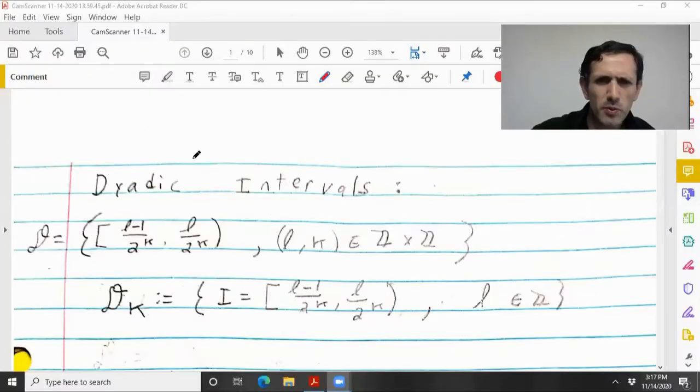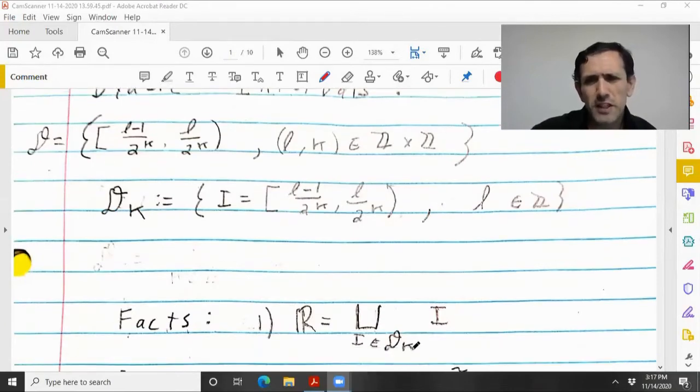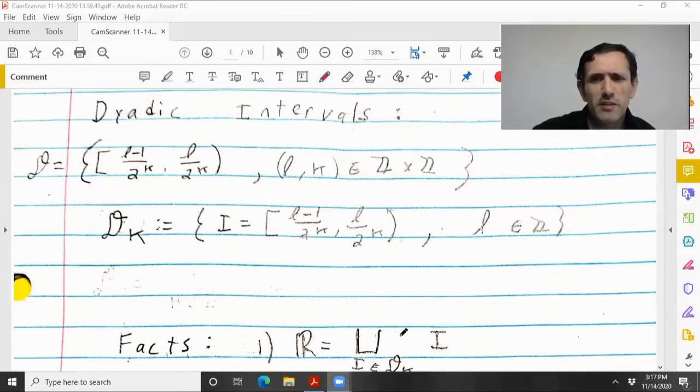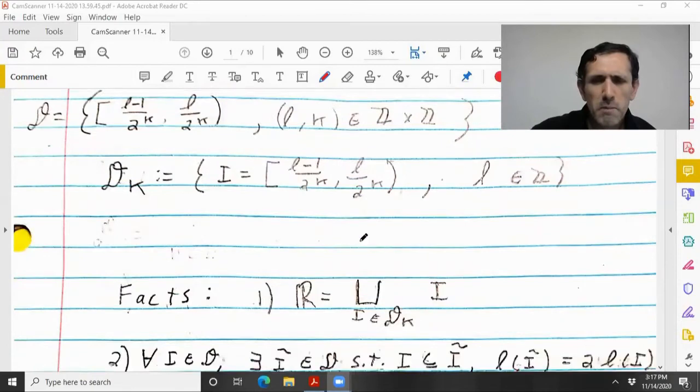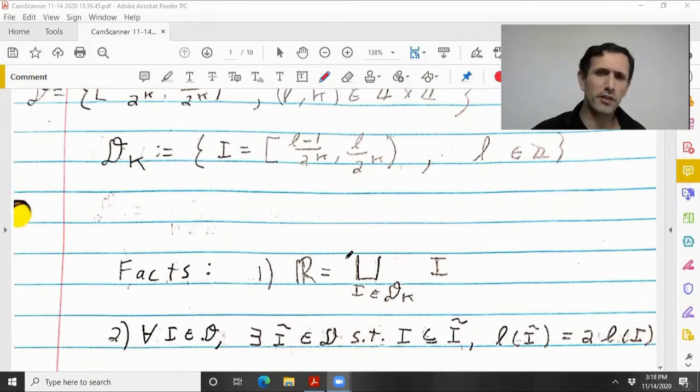Okay, so let's prove some properties. One, as I mentioned, for each fixed k, script D_k partitions the real line, and there's really nothing to say there. It's trivially a partition of the real line for each fixed k. So let's make what I just alluded to with this nesting property more precise. Now let's prove it carefully.